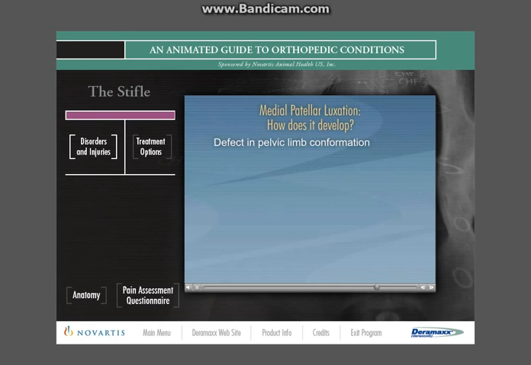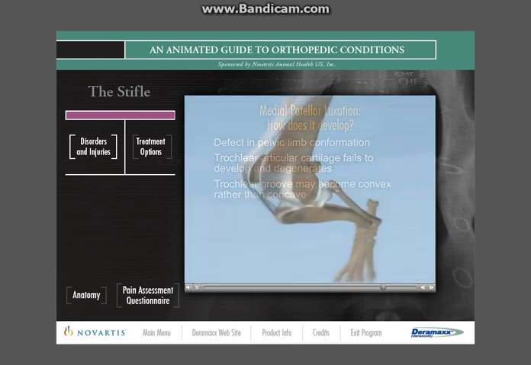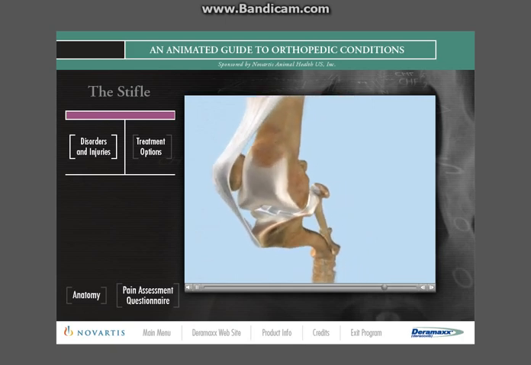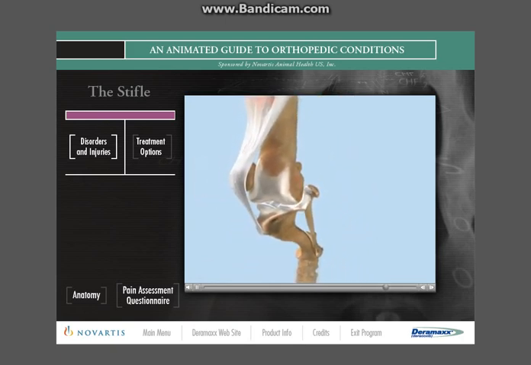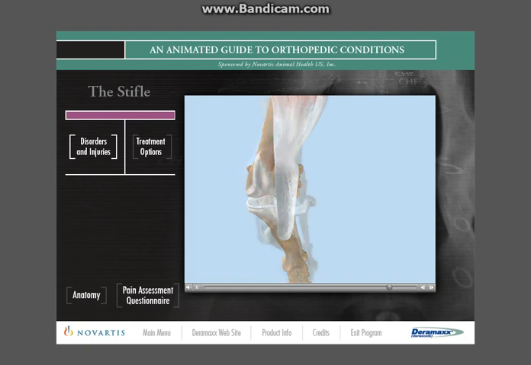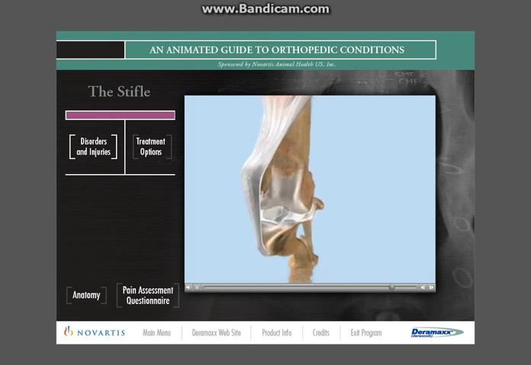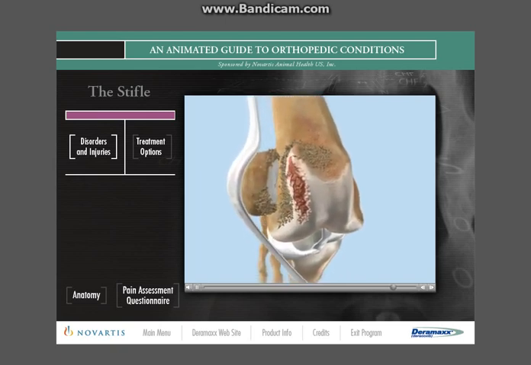Without proper seating of the patella in the femoral trochlea, trochlear articular cartilage fails to develop with a groove and subsequently degenerates. This trochlear groove may actually become convex rather than concave. Patellar luxation varies from complete irreducible luxation of the patella with variable lameness to mild instability with minimal clinical signs. The luxation may be lateral or medial, and the cause may be traumatic or developmental. Ultimately, chondromalacia and eburnation of the patella and trochlear ridges can develop from the constant luxation.